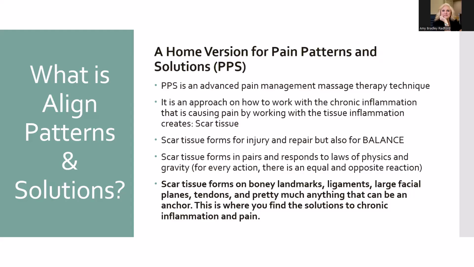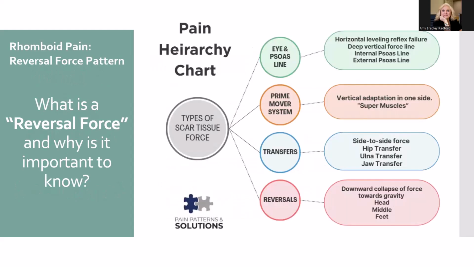And all scar tissue responds to the laws of physics and gravity, which is why for every action, there's an equal and opposite reaction. Scar tissue likes to form on bony landmarks, ligaments, large fascial planes, tendons, pretty much anything that can be an anchor. And this is where you're going to find the solutions to chronic inflammation and pain. So if you have been working with muscles and muscles are not changing, then you are not dealing with a muscular problem. You are dealing with an inflammation problem. And the tissue that inflammation builds is scar tissue. And so to truly resolve what's going on with the muscles, we're going to head into the scar tissue system.